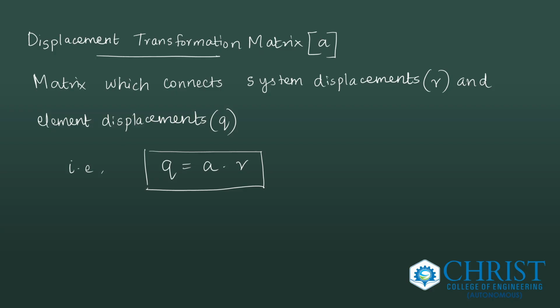Coming back, the displacement transformation matrix may be represented as q = A r, where A is the displacement transformation matrix. So let's see how we can find the value of the displacement matrices.